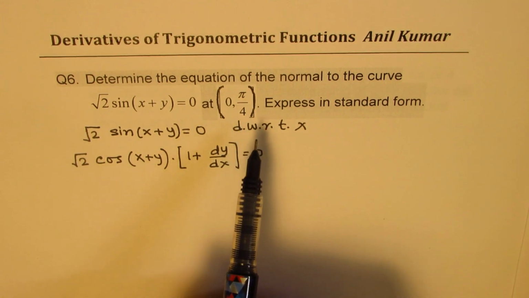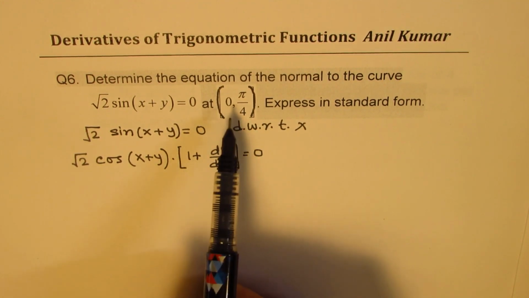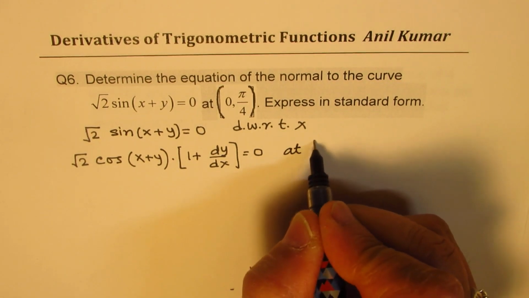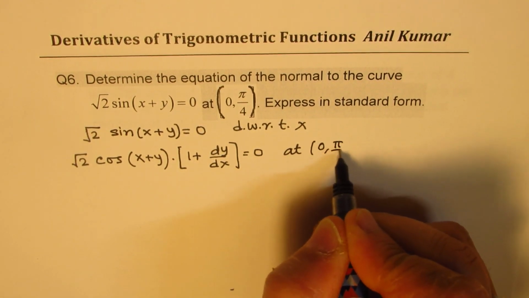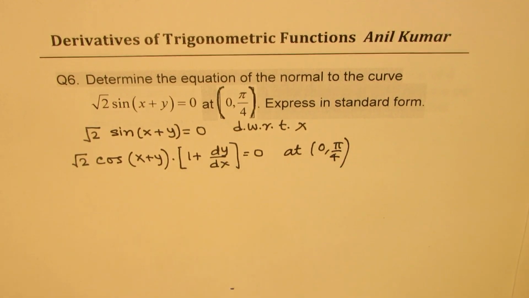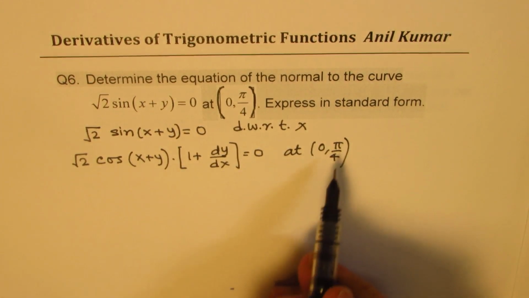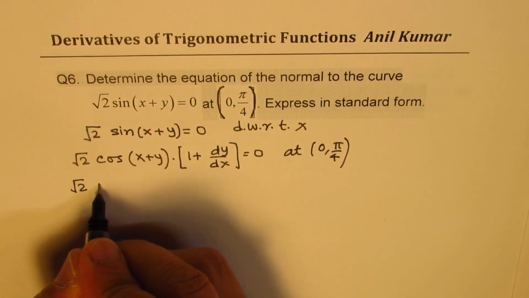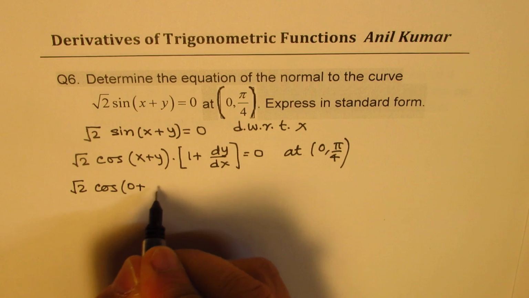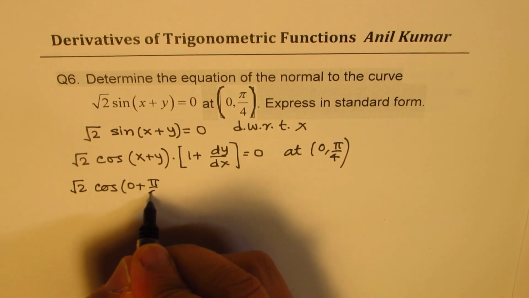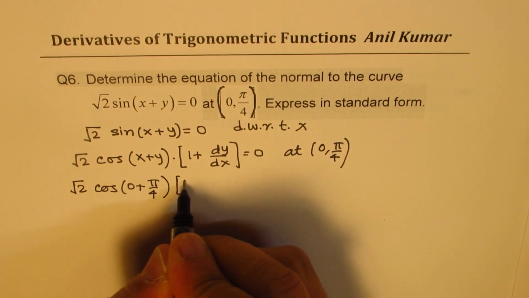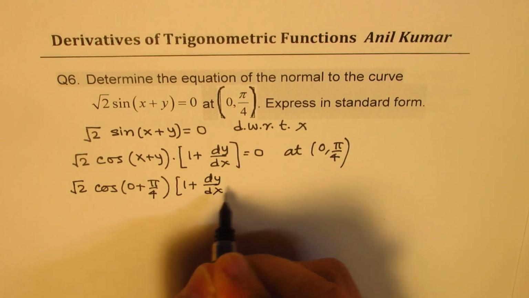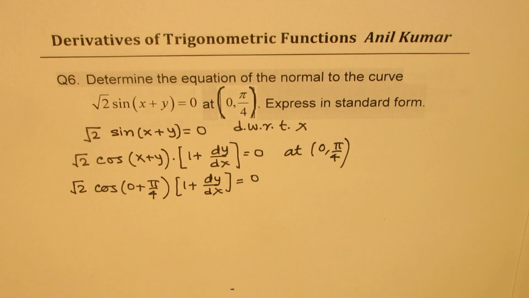So now this function could be 0. Now we want to find what the derivative is at 0. So we can now write at (0, pi by 4), what is the derivative, right? So we'll just substitute 0 for x and pi by 4 for y. So we get square root of 2 cos of (0 plus pi by 4). And here we have 1 plus dy dx. So we find the derivative from here. This has to be equal to 0.